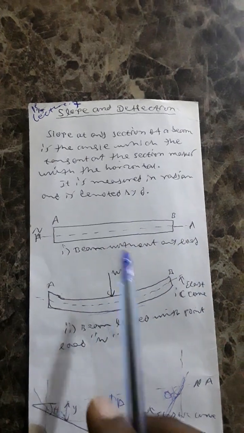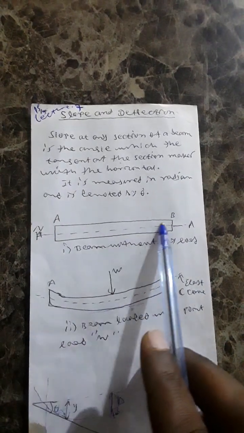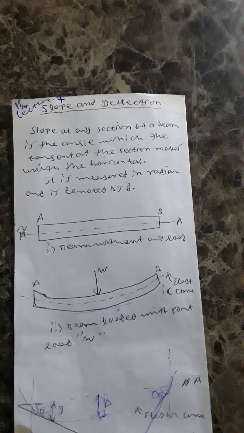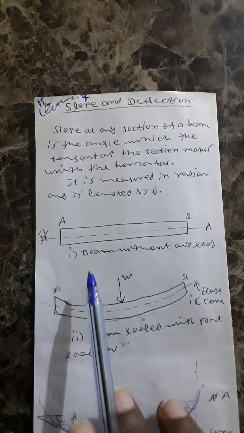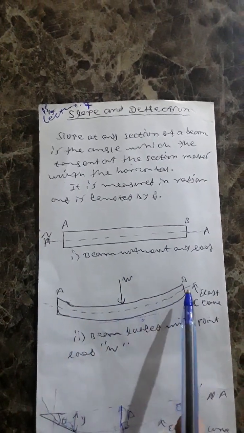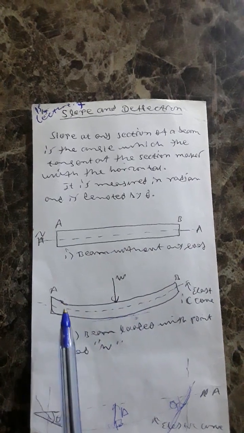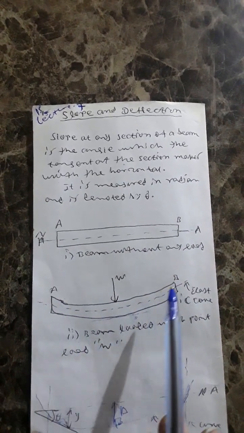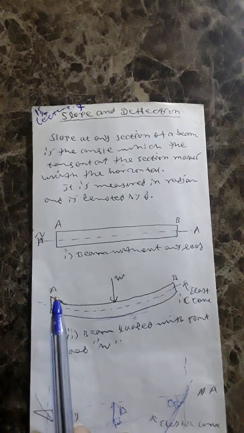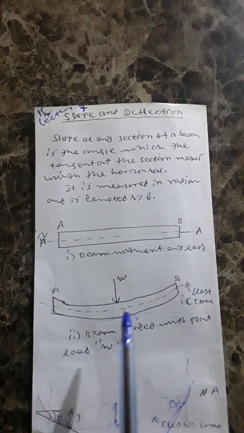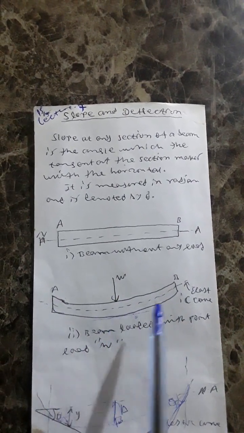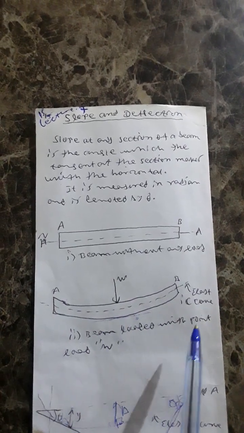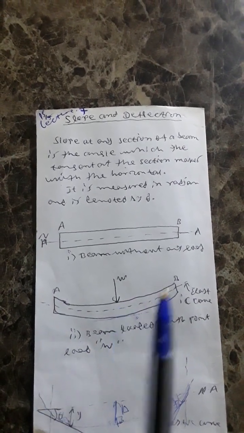Take this beam, an unloaded beam. There is no load on this beam. When loaded, it becomes a curve. This is an elastic curve. This load bends this beam like this. The beam is loaded with a point load at this point.